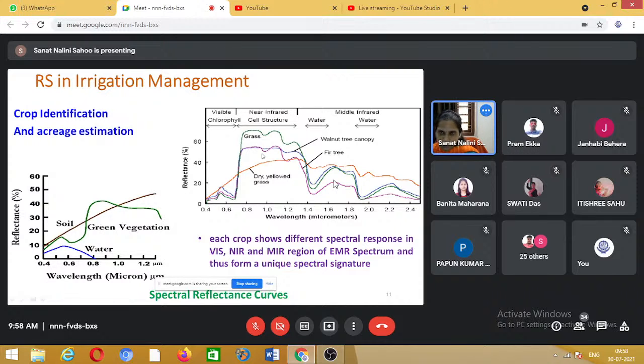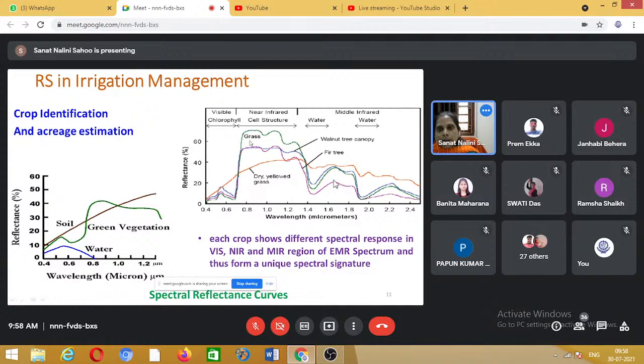Like if you see, this shows the same. This green line is the reflectance value for a grass. This is for a field tree. This is for a dry yellow grass. So you see, all these types of vegetation behave differently with respect to different wavelengths. Thereby we can distinguish whether it is a grass or a dry yellow grassland.